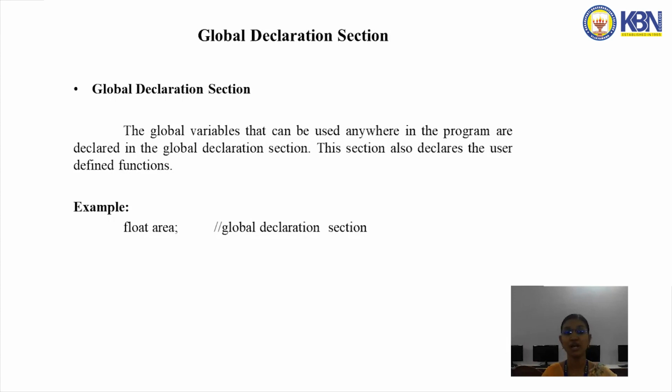Next, global declaration section. In our program, these variables we can declare anywhere in the program. This section also declares the user defined functions that can be used anywhere in the program. In this section we are declaring the user defined function. Let us take example float area, and this section declares the user defined functions.